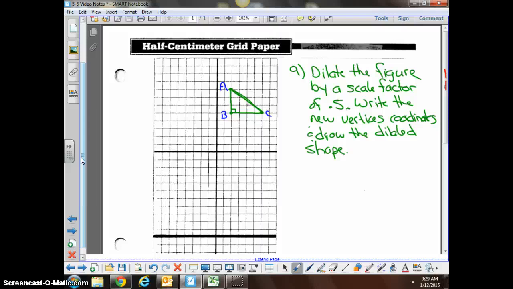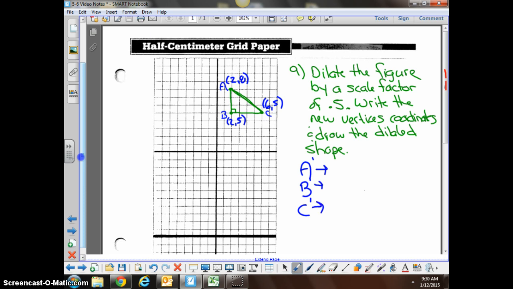So if I looked at the vertex A, I would go over 2, and up 1, 2, 3, 4, 5, 6, 7, 8. My coordinates here are 2 and 8. For B, my coordinates are 2, and up 1, 2, 3, 4, 5. I have coordinates 2 and 5. And for C, I go over 1, 2, 3, 4, 5, 6, and up 1, 2, 3, 4, 5. I have coordinates 6 and 5. It asks me to write the new vertices coordinates. So we have to write A prime coordinates, B prime coordinates, and C prime coordinates.